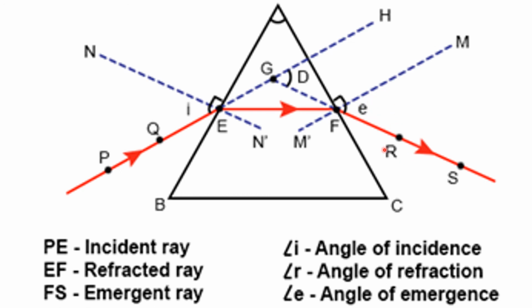Hence, you can see that the emerging ray FS is not parallel to the incident ray, that is PE, but is deviated. If you extend it and you extend this incident ray, you can see there is an angle which is the angle of deviation. So the emergent ray is not parallel to the incident ray but is deviated by an angle D, which is called the angle of deviation.